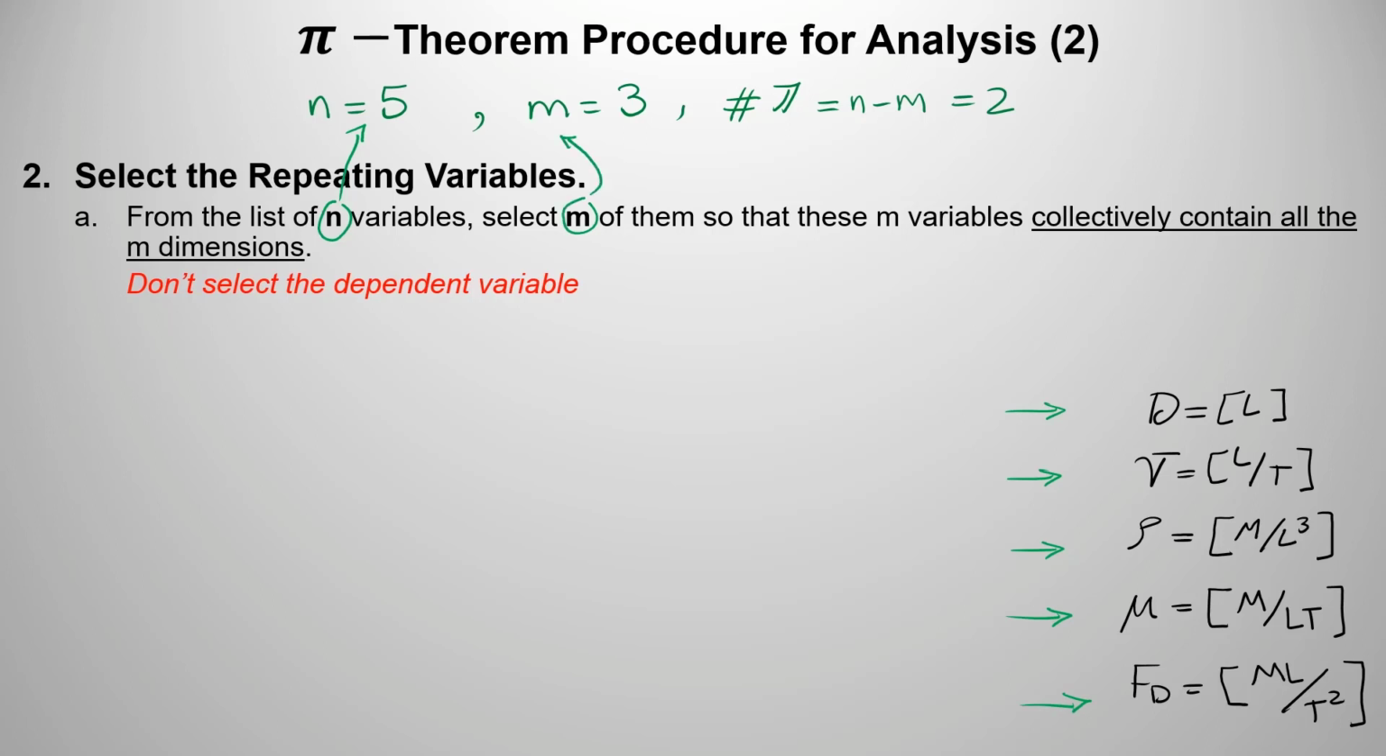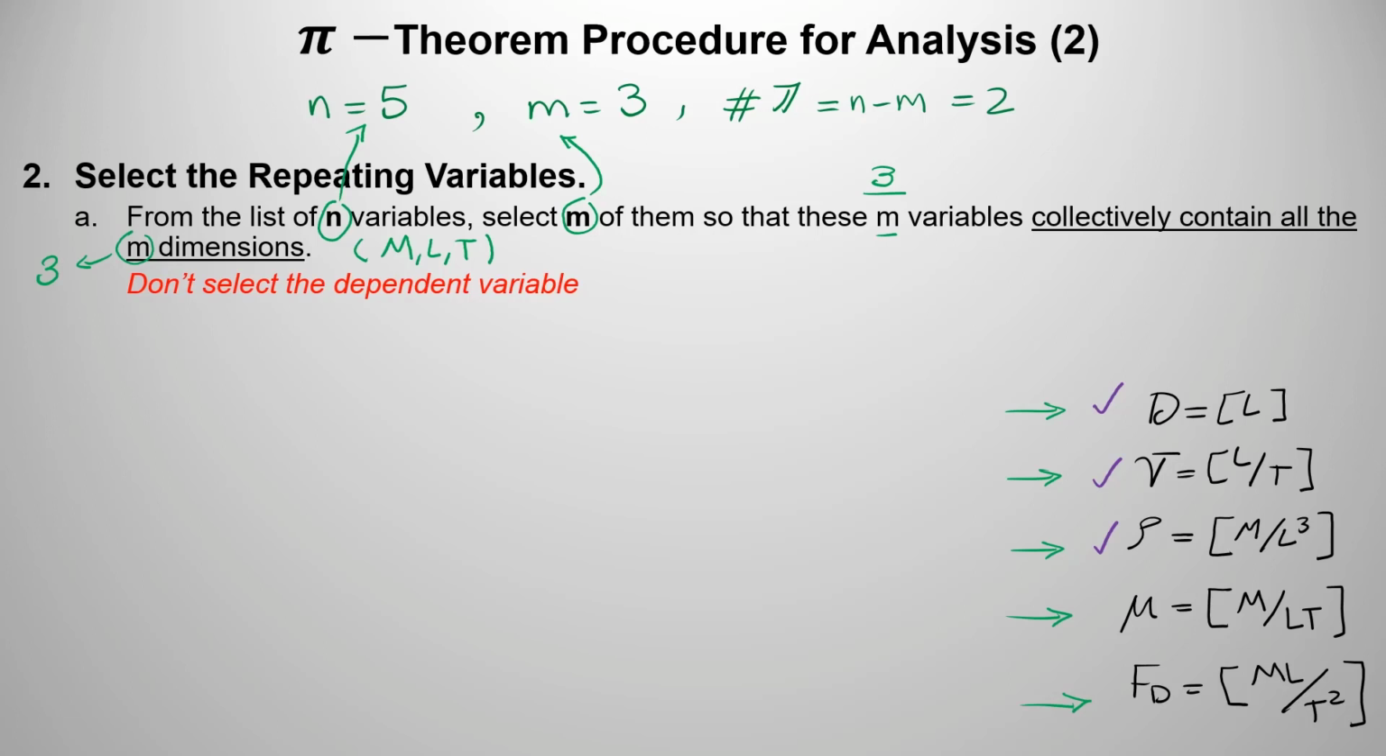So we need to select 3 of them so that these 3 variables, m again, collectively contain all m dimensions, all 3 dimensions. What are the 3 dimensions? Mass, length, and time. All right, so we are going to select three variables that collectively contain all three primary dimensions MLT. So I'm going to select D, V, and rho. Why? Let me tell you. Do you see L, length, at least one time in these three variables? Yes, as a matter of fact, I see it in all of them. D has L, V has L, and rho has L in it as well.